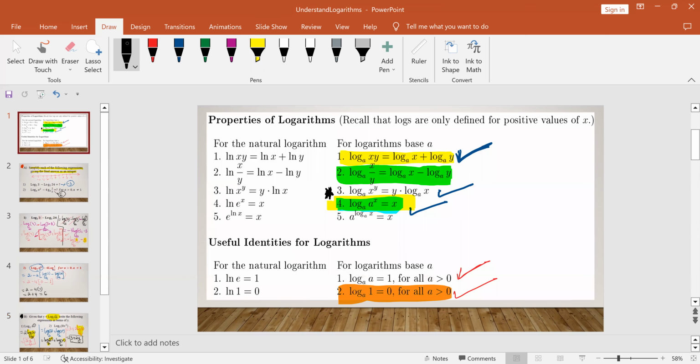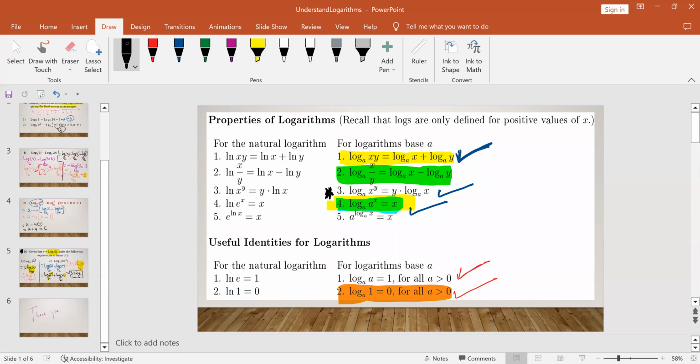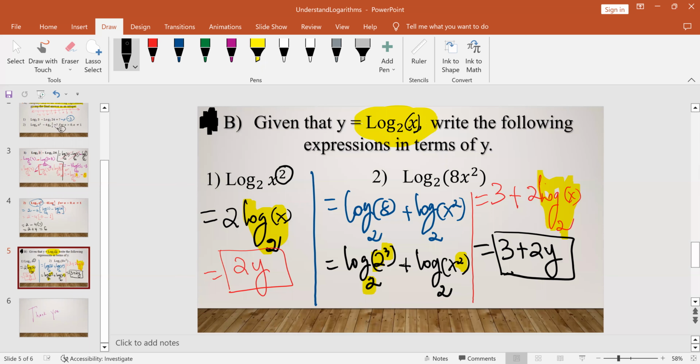Again, the properties are very important to understand, and try to use them properly, accordingly to the question.